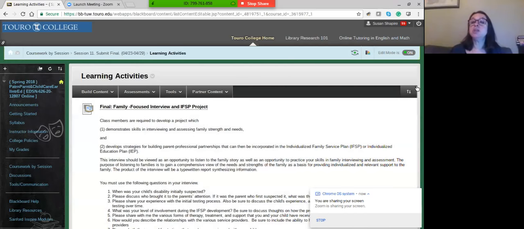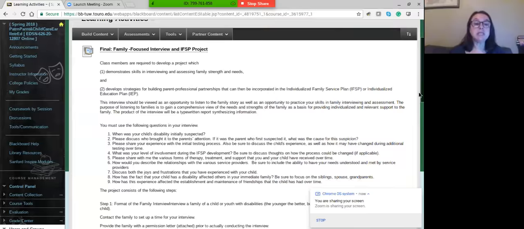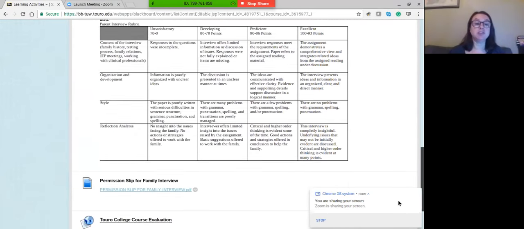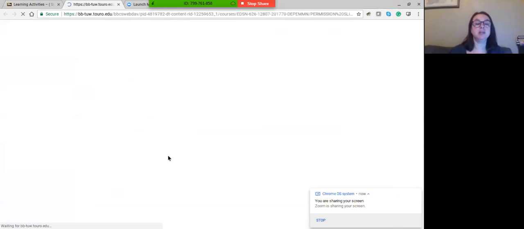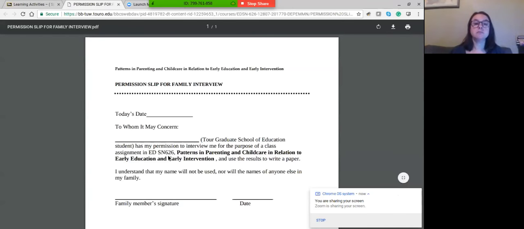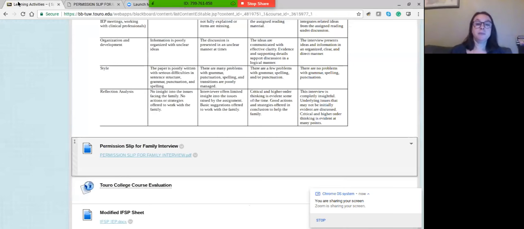The first thing that you're going to need to do before the interview begins is get a family permission slip. It is located in the activity folder. If you click on this link, you should be able to get the permission slip for the family interview. We'll take a look at it. You need to get this filled out by the family member, and this needs to be submitted along with your final.